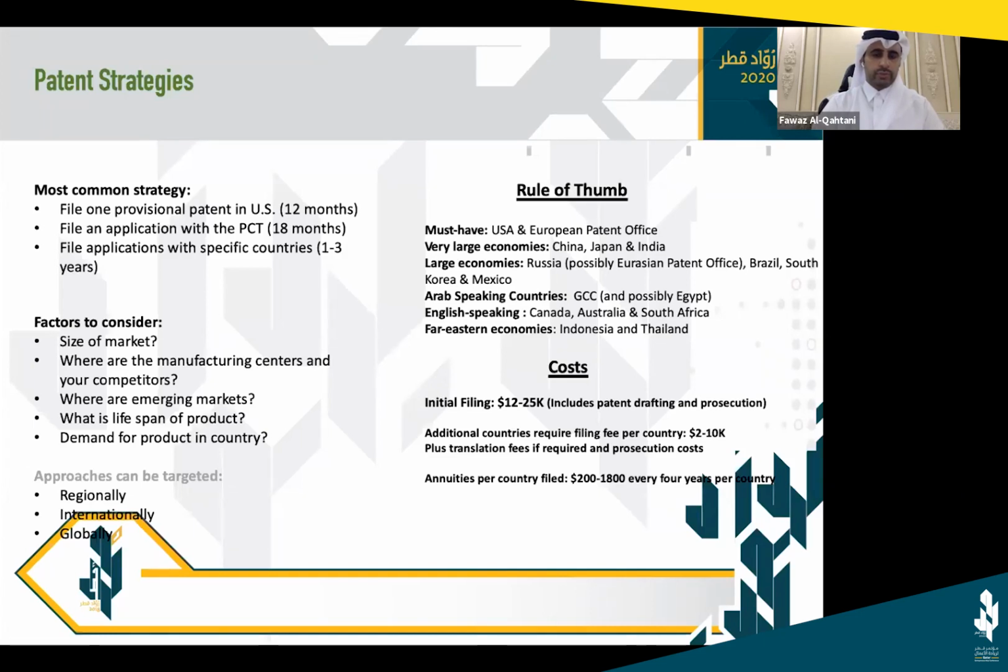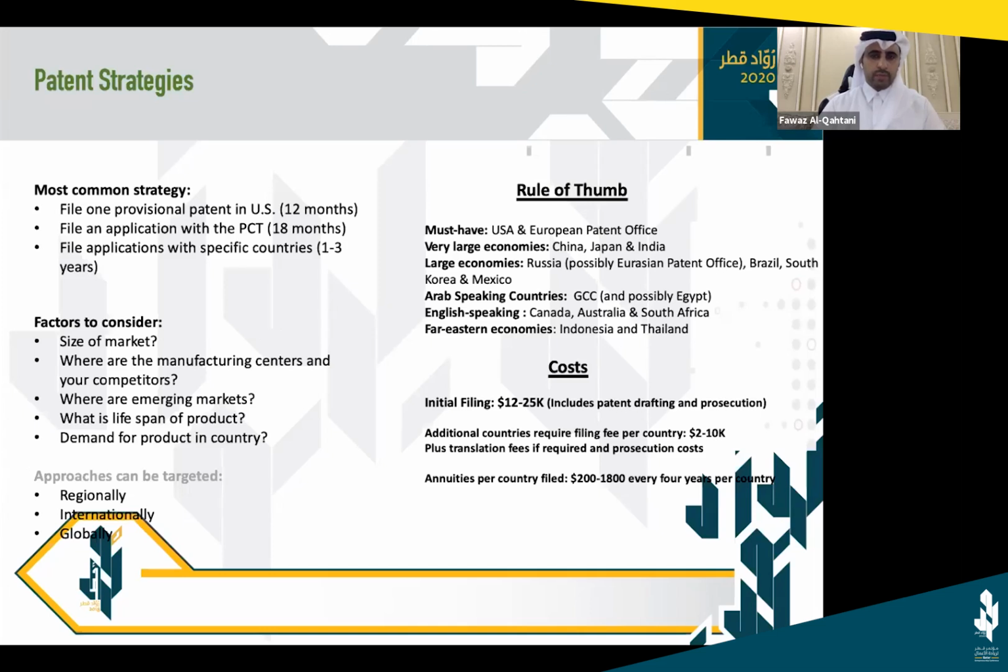Factors to consider. For example, if you go to many countries, then you have to look at the size of the market. Where are the manufacturing centers? Where are the emerging markets? What's the lifespan of the product? And demand for the product in the country. Approaches can be targeted regionally, internationally, or globally. The only way that you can protect for different countries at once is through the GCC countries. They have one application and one office, which is in Riyadh. If you're protected there, then you will be protected within all GCC countries.